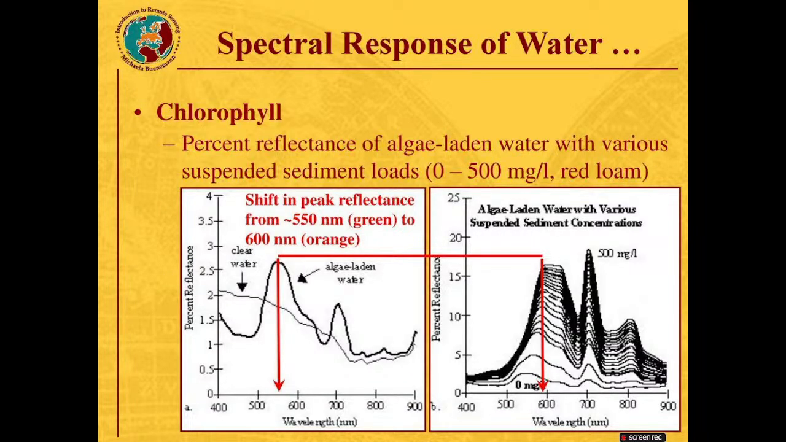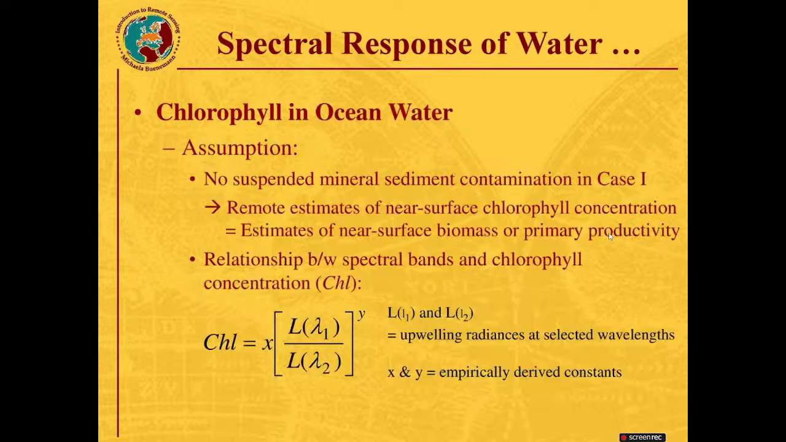Okay. So in this case, also think about the percent reflectance of algae-laden water with various suspended sediment loads. Also get some other description about the two types of organic concentration. So in this case you can see this is the formula. No suspended mineral sediment is contained in case one. In this case, the relationship between spectral bands and chlorophyll concentration.